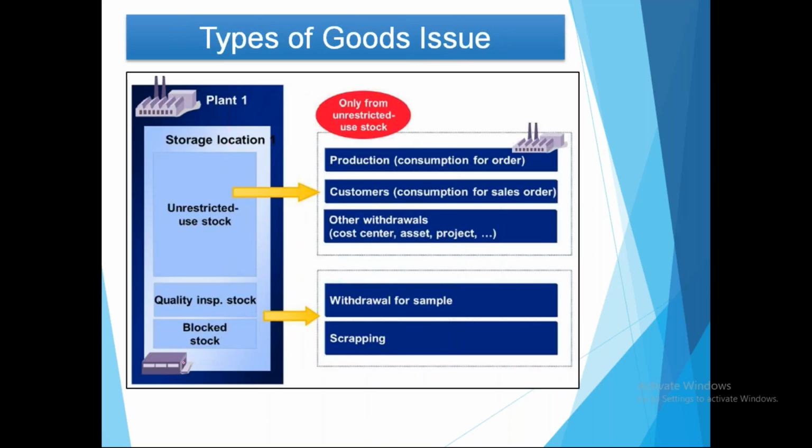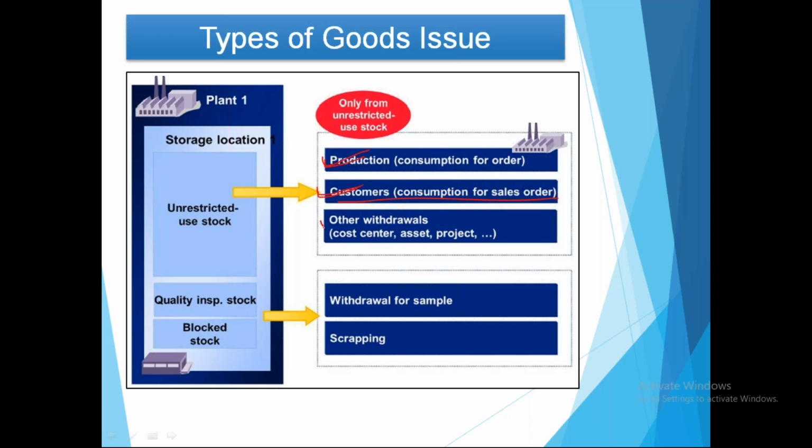Okay, so basically there are two types of goods issue. One is planned goods issue, another one is unplanned goods issue. So planned goods issue, like you issue raw materials to the production. So production department needs some raw materials for a production order, you will issue those materials to the production. That is the planned one. Another one is you issue the product to the customers. You manufacture the product and you issue the product to the customer, which is called consumption for sales order.